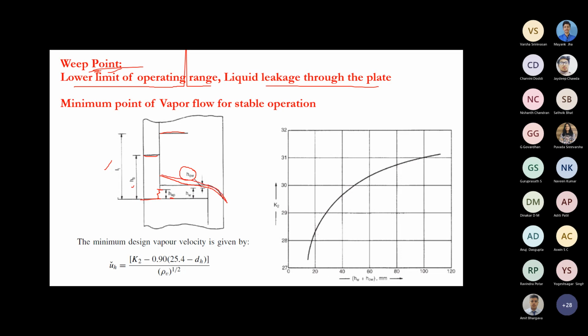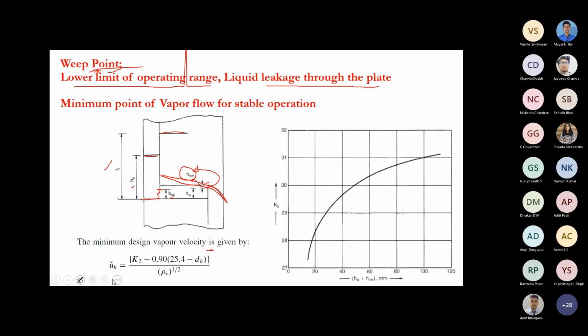Okay. So this is the HOW, the liquid crest over the weir plate. So you have to calculate this HOW also. Here the minimum design vapor velocity is calculated using this equation. This is called Hidalgo's equation.